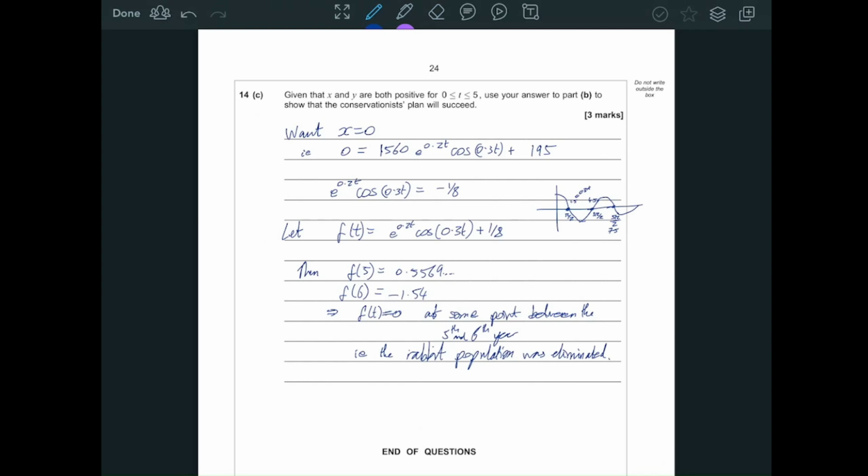So given they're both positive from that range, use your answer. So we wanted it to be equal to 0. So we set up, and I could have actually just subbed in 5 and 6 into x rather than into this adjusted f of t instead. I kind of got hung up on the change of sign idea and tried to simplify my equation first. Didn't need to do that. But the change of sign did end up working.